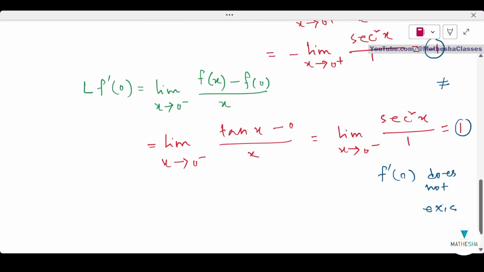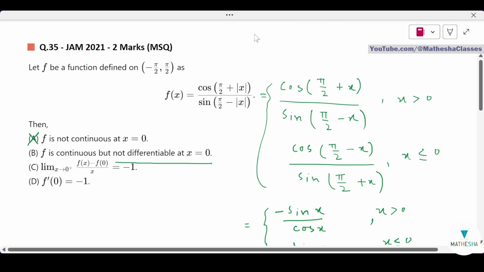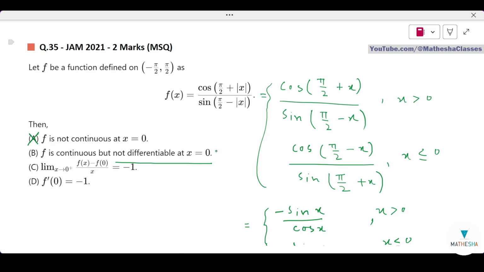So the function is not differentiable. So the function is not differentiable is a true statement. f is continuous but not differentiable, so option B is correct.